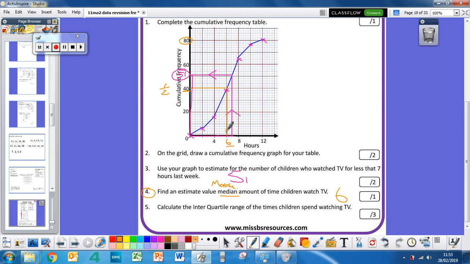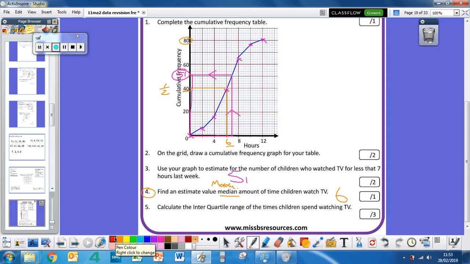Finally, the interquartile range. Interquartile means between the quartiles. It's not the range, it's the interquartile range. So it's not the range from smallest to largest, it's the range between the lower and upper quartile. Quartiles are called quartiles. They give you a clue.